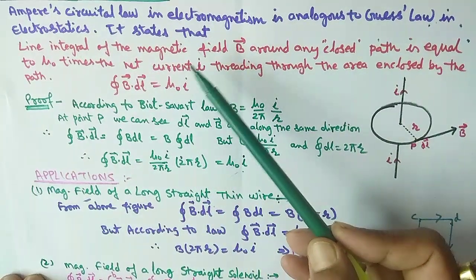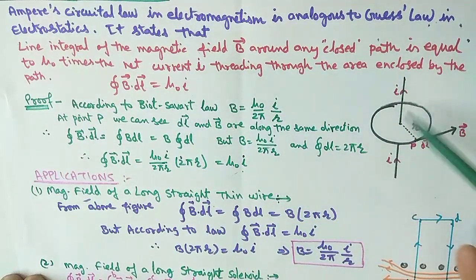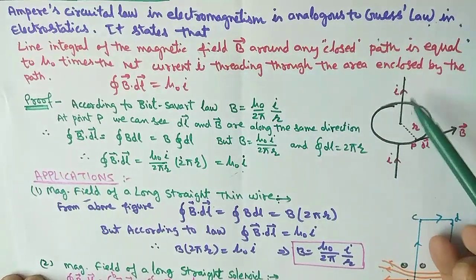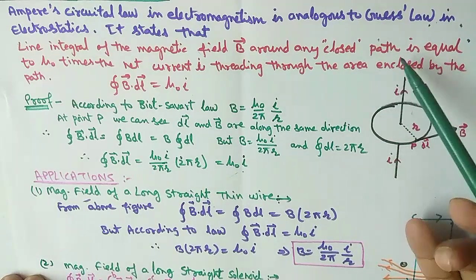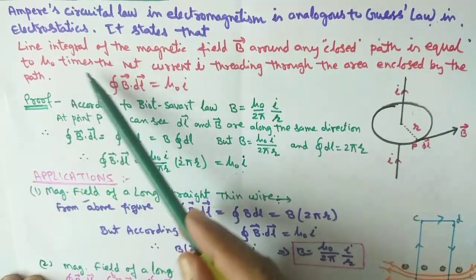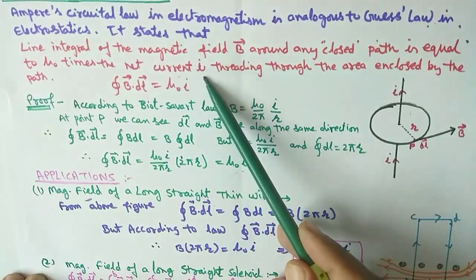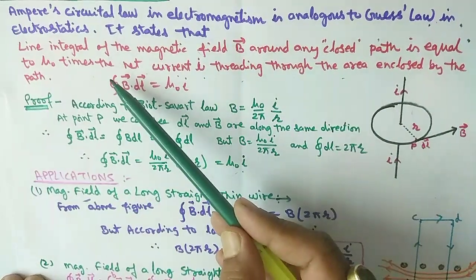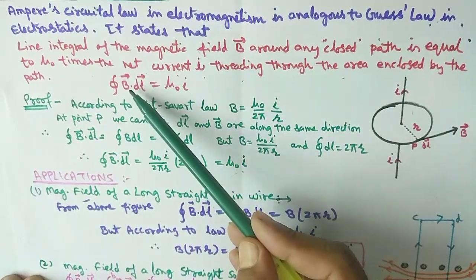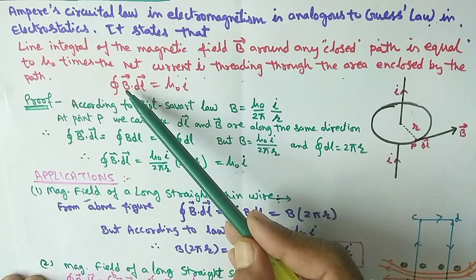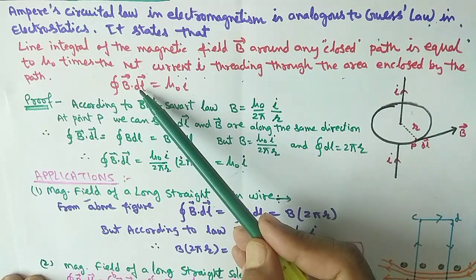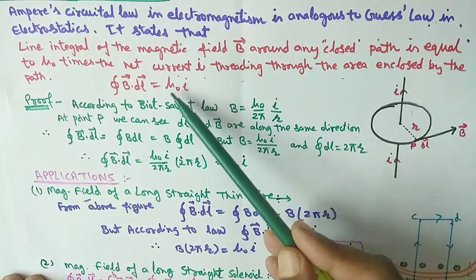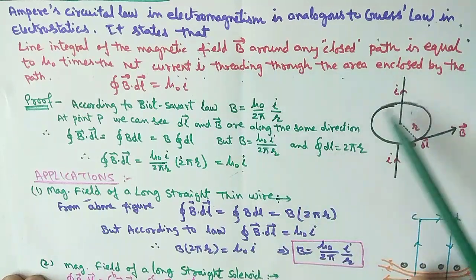See what its statement is. It states that the line integral of the magnetic field around a closed path is equal to mu naught times the net current I threading through the area enclosed by the path. That is, the line integral of the dot product of magnetic field intensity B and the small length dl is always equal to mu naught times the current passing through the loop.